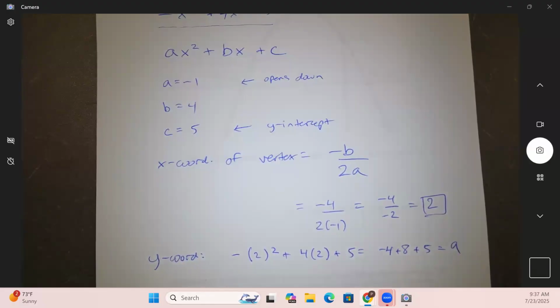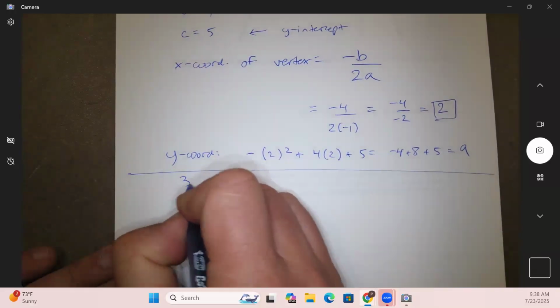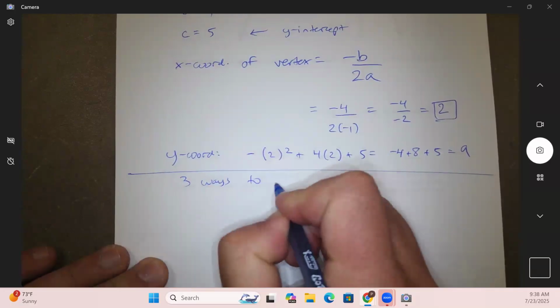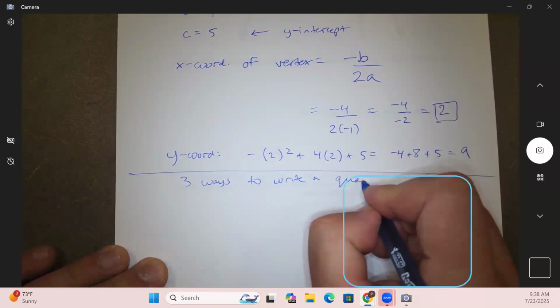I'm not going to ask you to find the vertex of a quadratic function symbolically on the final, but I will ask you to interpret what the vertex tells you. If you want to find the vertex, as far as I'm concerned, use a graphical method, because that's really what it's telling you, the turning point, and that's a very graphical concept. Okay. So in summary, there are 3 ways to write a quadratic function.